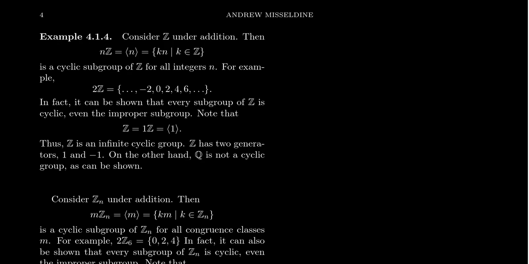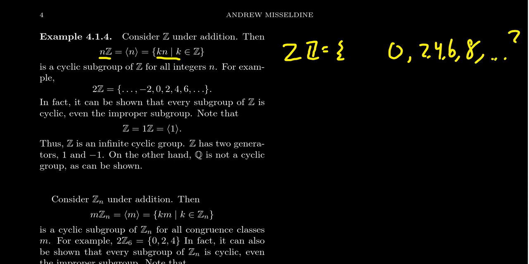Now let's look at an example of some cyclic groups. Let's take the integers with respect to addition. We've seen previously that the set nZ, which is the set of all multiples of n inside of the integers. So for example, if you took 2Z, you have 0, 2, 4, 6, 8, all of these even numbers. We also want their negatives as well. So you get negative 2 going downward. So 2Z, we've proved previously that this is in fact a subgroup of Z.